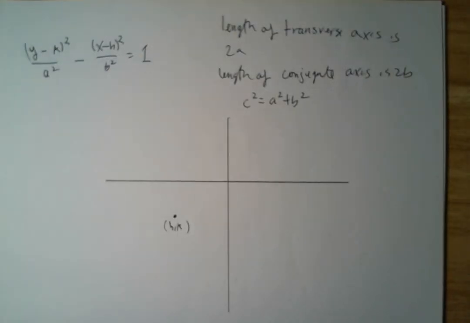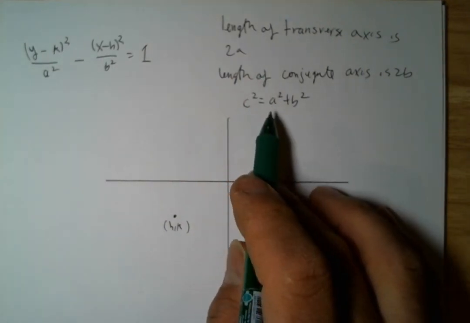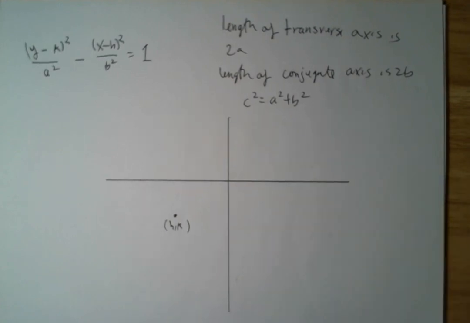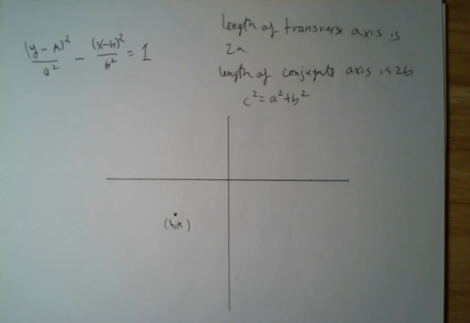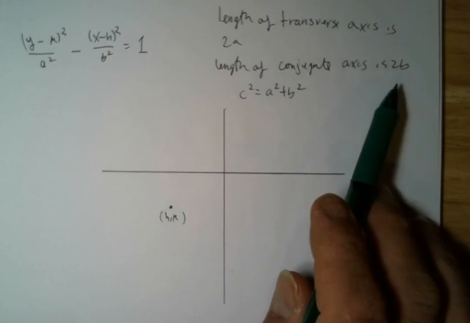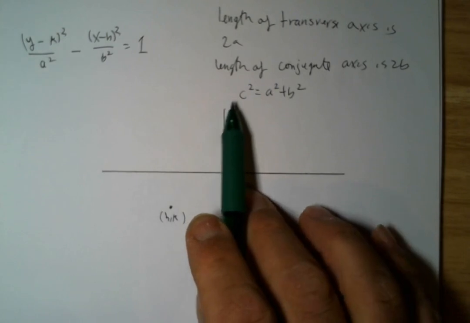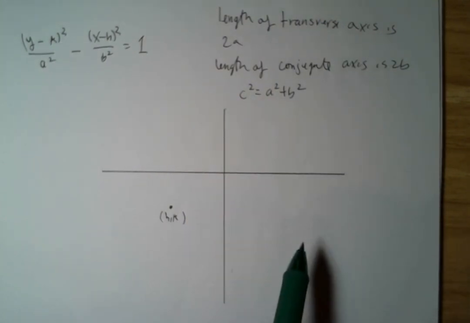Now, for the vertical opening, same as the previous example, everything here in terms of the lengths of these values remains the same. The only difference is how we find the coordinates of the vertices and the co-vertices and the equations of the asymptotes. The lengths are still 2a and 2b for the transverse and the conjugate axis respectively, and a, b, and c are still related through this equation here.